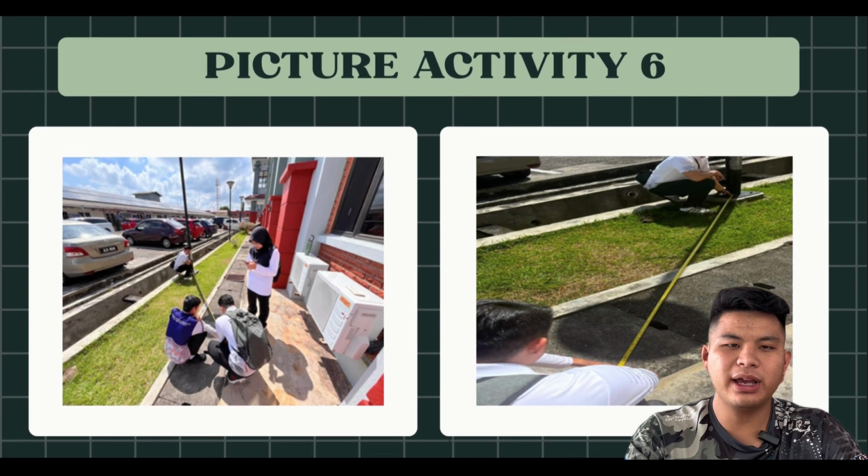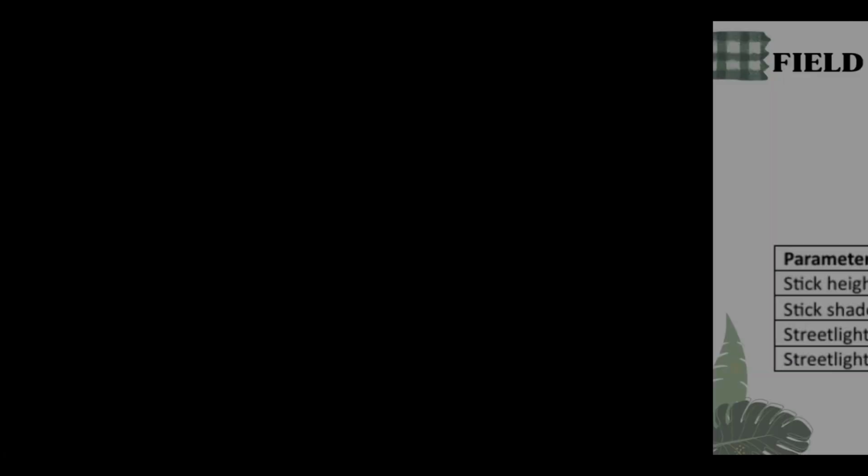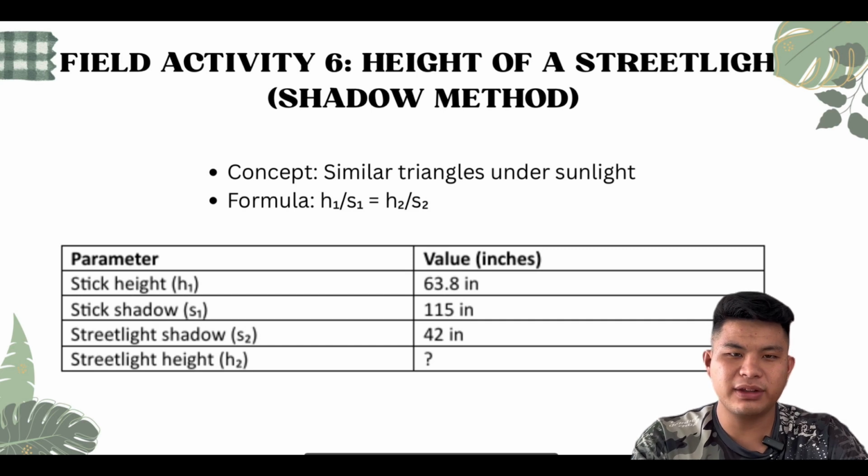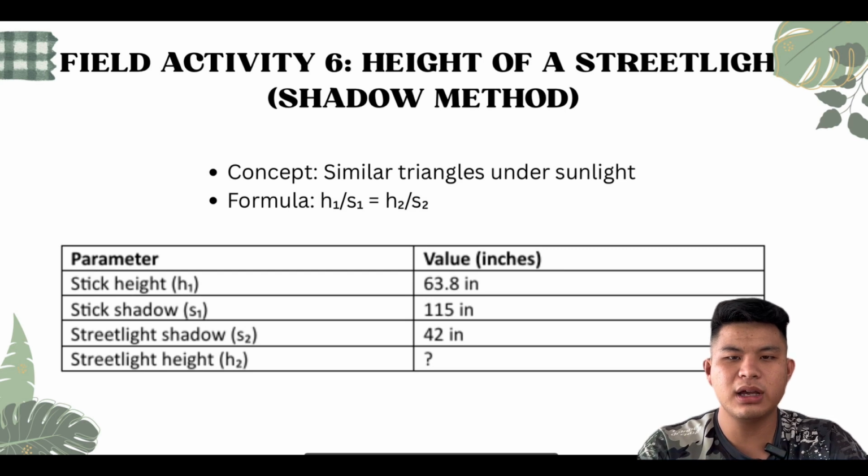Next, I will explain activity 6, which involved using trigonometry and the shadow method to determine the height of a street light. In this activity, we use the concept of similar triangles. When sunlight shines, both the street light and our reference object create triangles with the same shape. Because of this, we can use a ratio to find the unknown height.